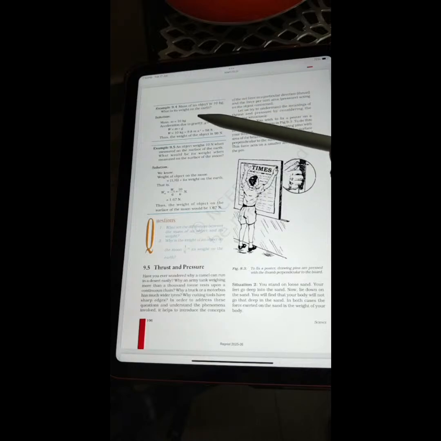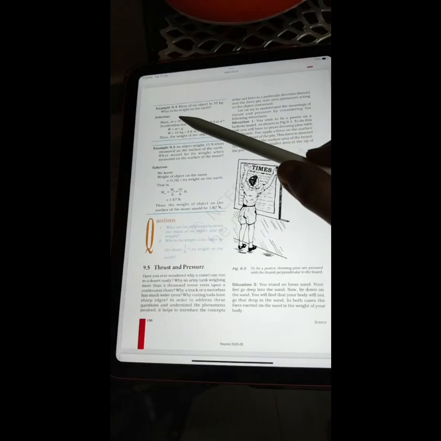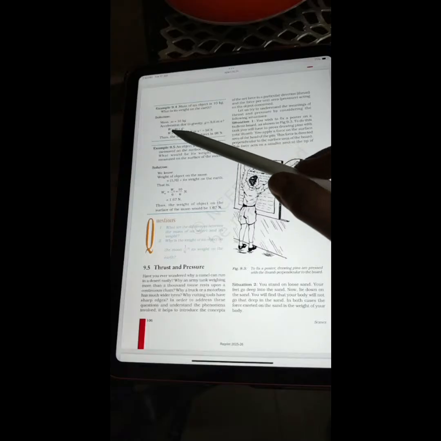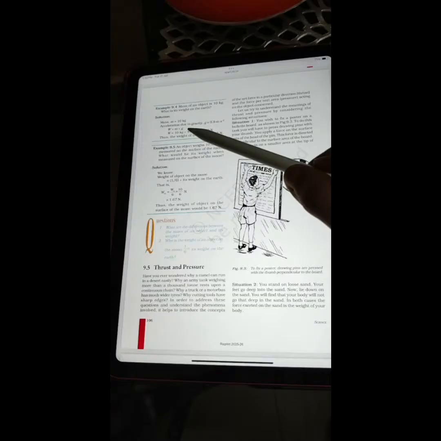So come to page number 106 of your NCERT. Example 9.4: the mass of an object is 10 kg. What is its weight on the earth? Solution: mass is 10 kg. Acceleration due to gravity is 9.8 meter per second square. So W = m x g. W will become 98 Newton. Thus the weight of the object is 98 Newton.